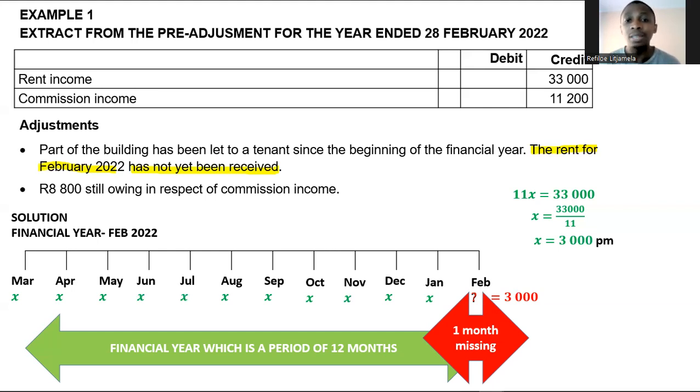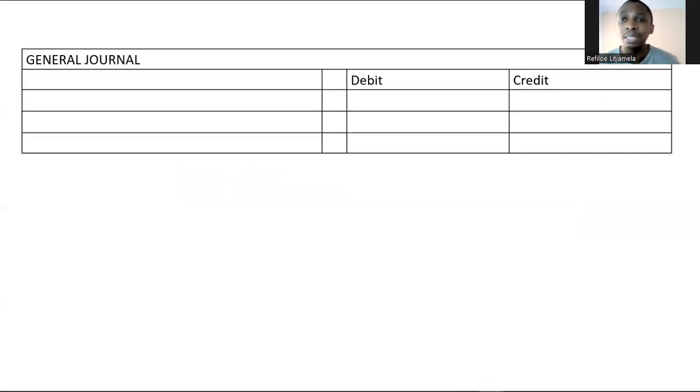First of all, this amount of 3,000 that we are missing, we have not yet received. It is a debt that is owed to us. Any debt that is owed to us is a current asset. We are going to recognize what we refer to as accrued income. You can simply write accrued income or income receivable. This is income that we have earned, but we have not yet received it.